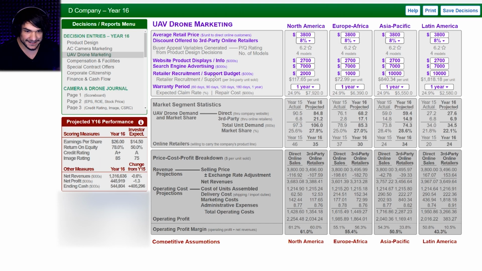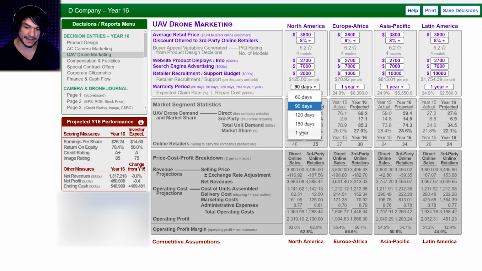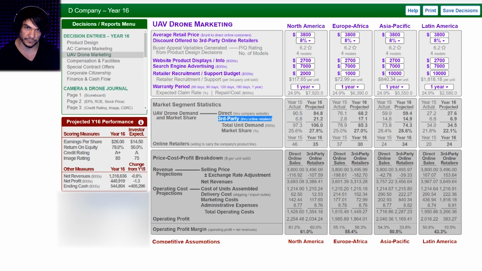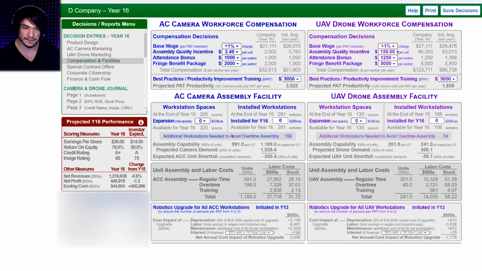Warranty, I feel like, let's say we drop it down to 90 days. It only drops us down at the bottom, the operating profit, 2%. But what does it change? That's the question you have to ask. What's our demand if we do that? What's the difference? 77 to 84. So there is a significant difference in demand and units sold, which would reflect the same in our profit.